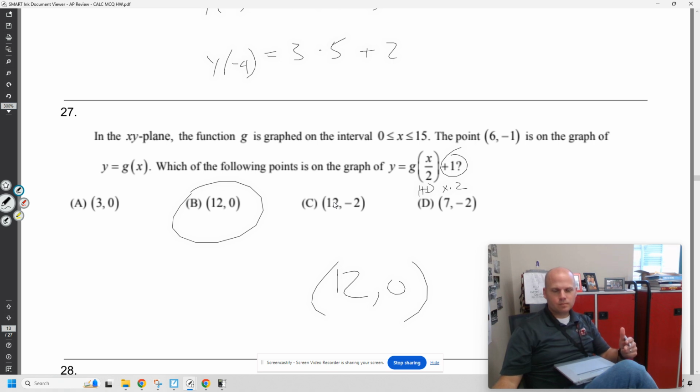Cool. If I plugged in 12, it would turn into 6. G of 6 is negative 1. Add 1. Boom. Works.